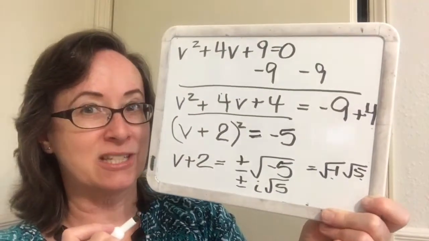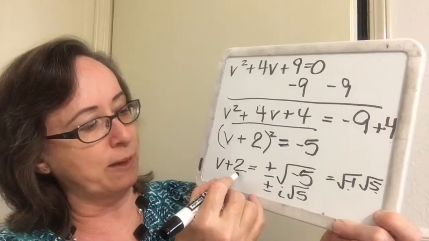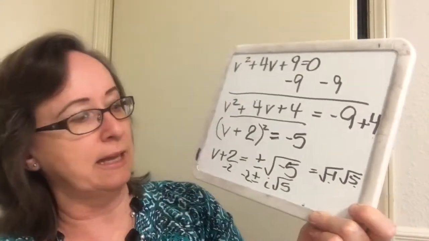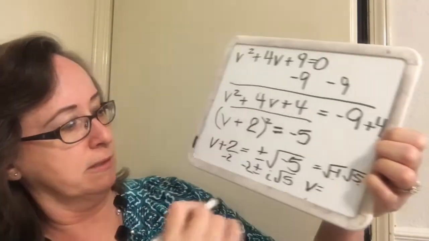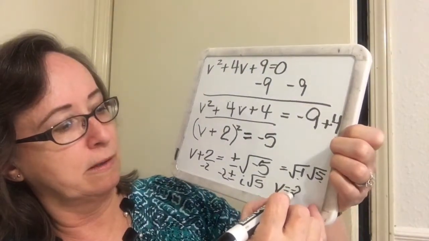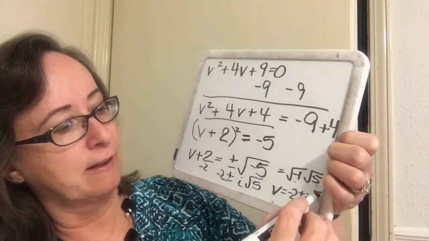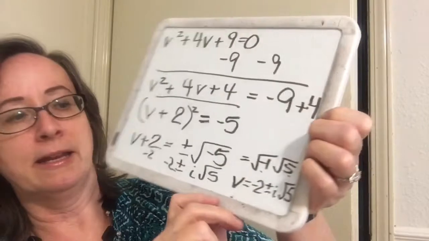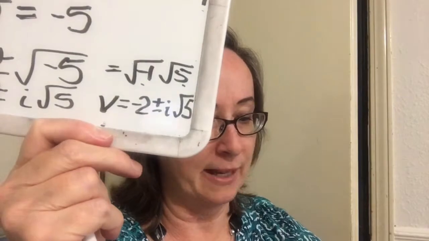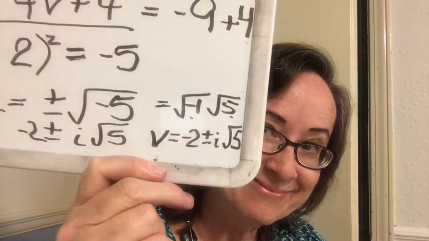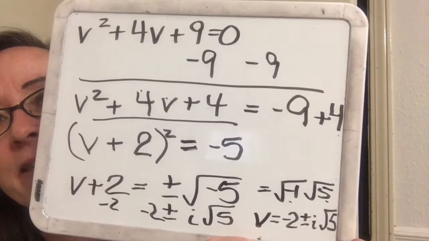And then to get my answer in its final form, all I need to do is get rid of this 2 on both sides. So I'm going to take away a 2 and take away a 2 on the other side. And my final answer is v equals negative 2 plus or minus i square root of 5. Okay, negative 2 plus or minus i square root of 5. And that is correct. Okay, let me show you the whole board so you can see any notes you need to get down on that one.